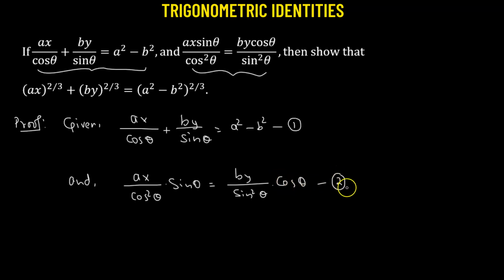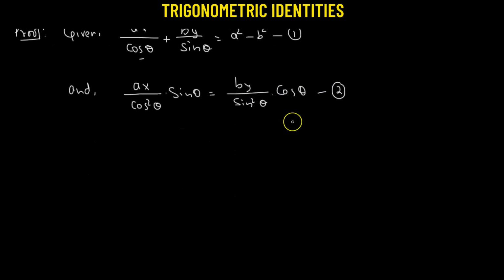We will start with equation number 2. Using equation number 2, we can obtain the values of sine theta and cosine theta. Once we have those values, we can use the first equation and replace cosine theta and sine theta with the values we obtain, and using that we'll be able to prove the given equation.